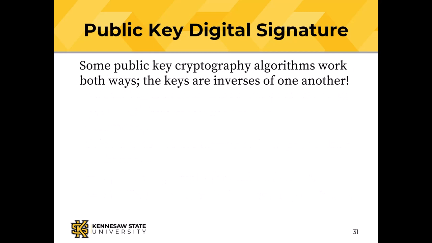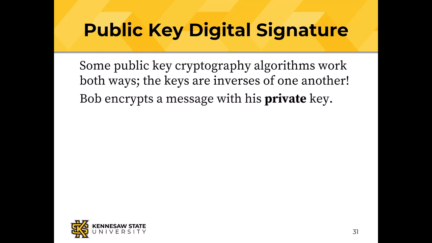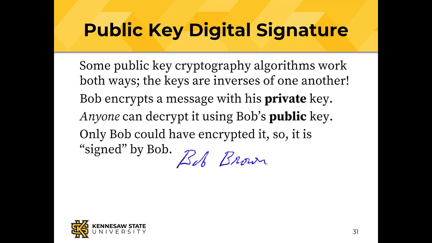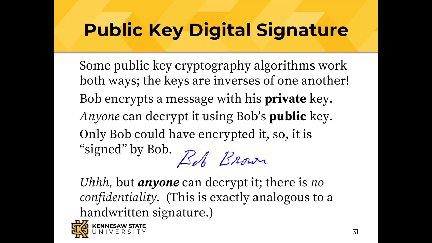Okay. Some public key crypto algorithms, not Diffie-Hellman, work both ways. The keys are inverses of one another. If I encrypt a message with my private key, anybody can decrypt it with my public key, but I'm the only one who could have encrypted it, because I'm the only one with that private key. So that message is digitally signed, and that is exactly analogous to a handwritten signature. Anybody can read it, but I'm the only one who could have written it. Now, how much can you trust that I'm the only one who could have written it? Exactly as much as you trust that I have kept my private key truly private, which I have.